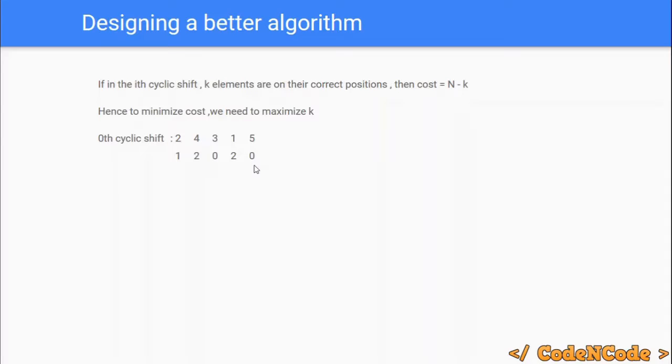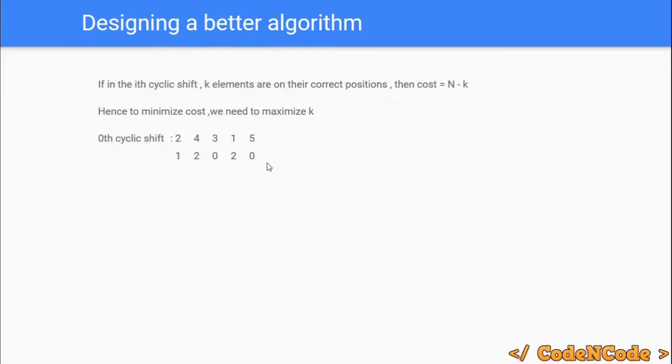So if I ask you how many elements will be on their correct position if I right shift this input array 3 times, the answer is 0, because none of the elements need to be shifted 3 times to be on their correct position. If the question is how many elements will be on their correct position if you right shift this input array 1 time, the answer is 1, because there is only one element which will be on its correct position. There are two elements which will be on their correct position if you perform two right cyclic shifts. There are two elements which will be on their correct position if you perform 0 right cyclic shifts.